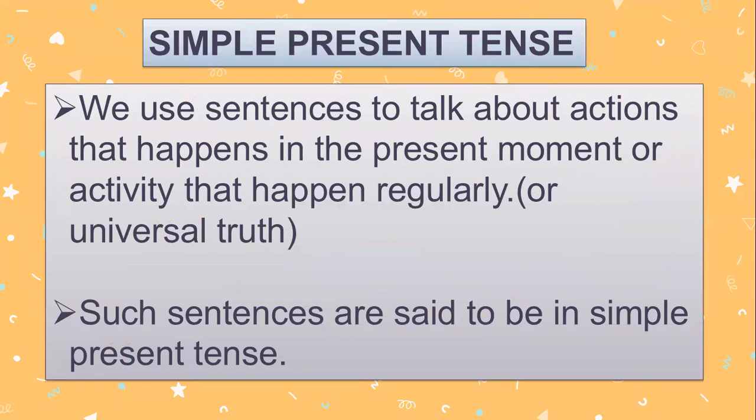Simple present tense. Okay, so we use these sentences to talk about actions that happen in the present moment, or activities that happen regularly, or a universal truth. Now, such sentences are said to be in simple present tense. Okay.